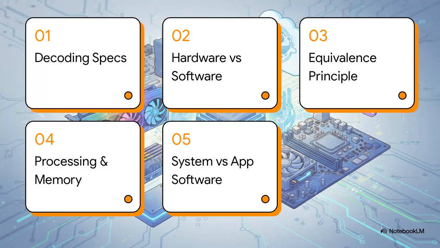To solve this mystery, here is our roadmap for the explainer. 1. Decoding computer specs. 2. Hardware versus software. 3. The principle of equivalence. 4. Processing, memory, and transfer. And finally, number 5. System versus application software.